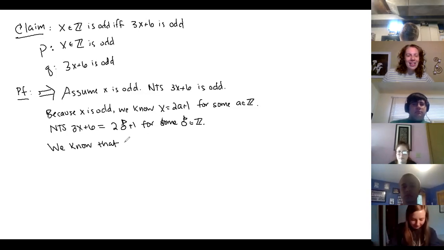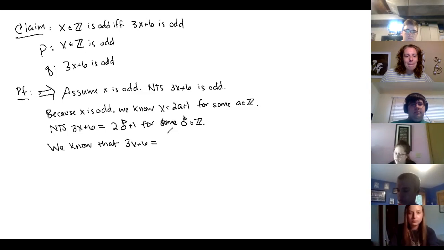We know that what? 3x plus 6 equals, what do you want to do with that? Plug in the x that we know. Okay, so this is 3 times 2a plus 1 plus 6. Cool. All right, Grace, next step. We're gonna see if I can fit this whole proof on my single whiteboard here. Next step, what do you want to do? Turn that into 6a plus 3 plus 6. Cool.